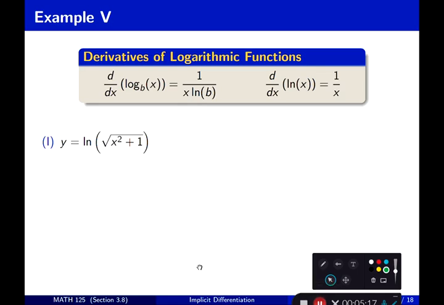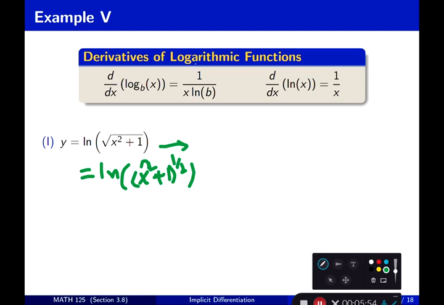Example 5. Take the derivative of natural log of square root of x squared plus 1. So one way is just follow the formula, but remember this is natural log of another function inside, and so I can write it as natural log of x squared plus 1 to power 1/2, and the inside function is x squared plus 1 to power 1/2.